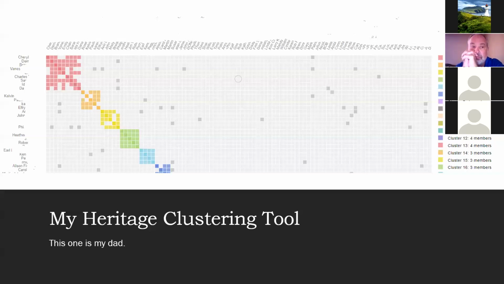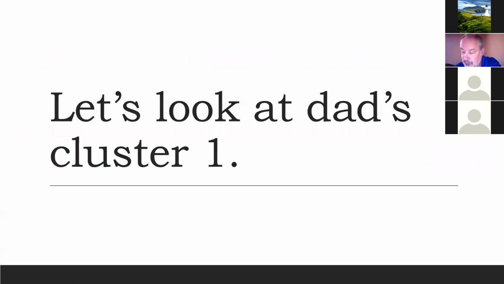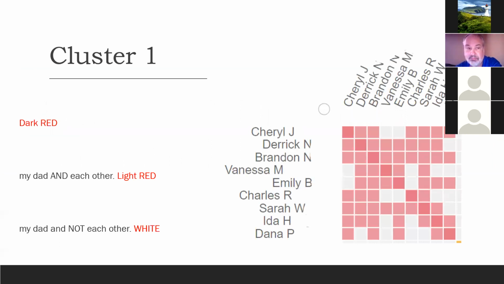We're going to talk about what the random gray squares look like that are kind of speckled throughout there. So we're going to talk about all these different pieces so that you can have a little bit better understanding of how to use this. So let's look at Dad's cluster number 1. The first cluster that he had, and again, I've redacted all the last names, has some dark red.